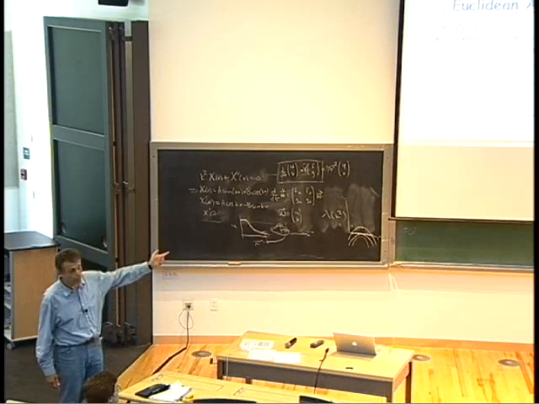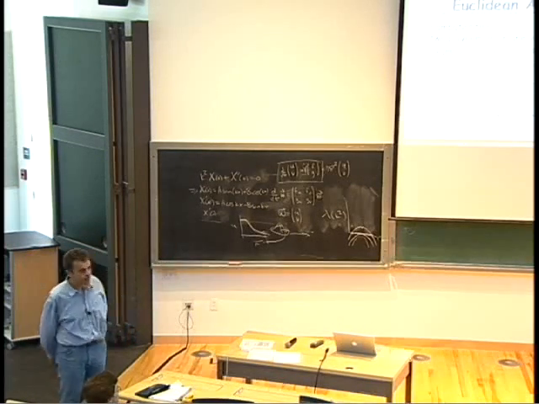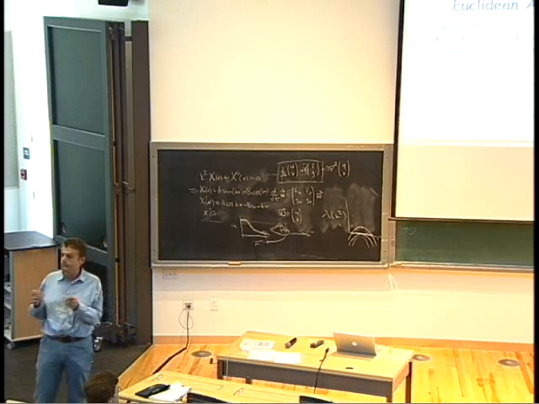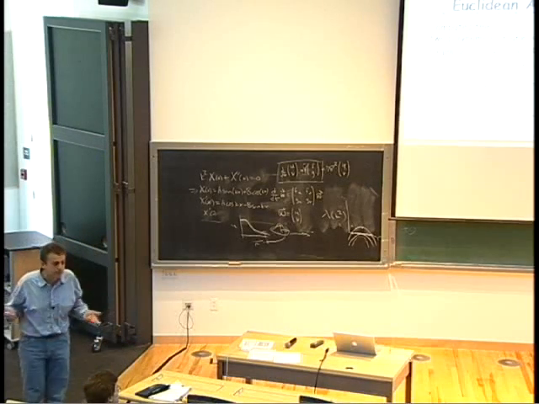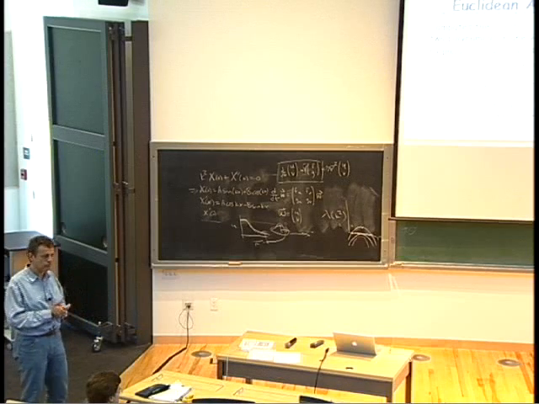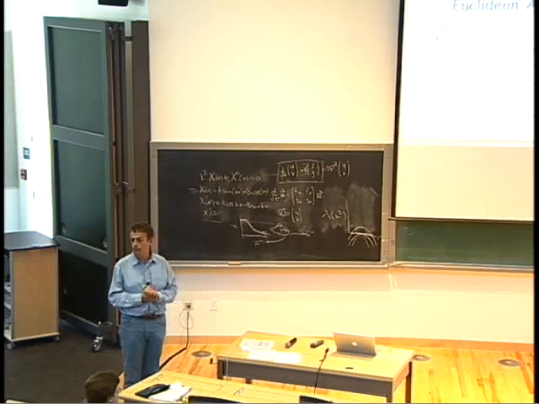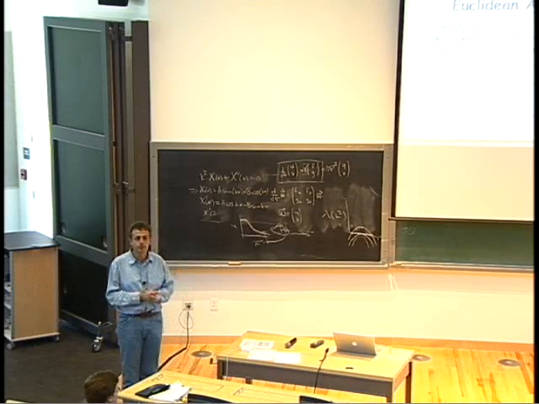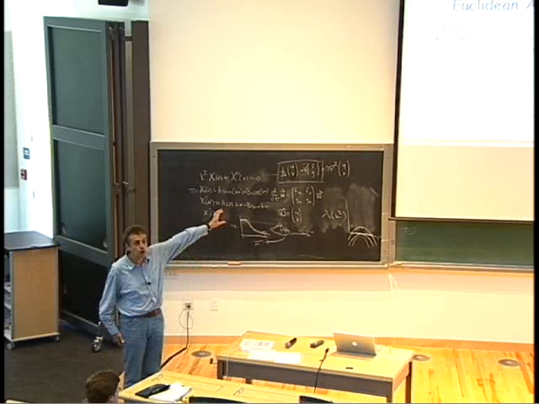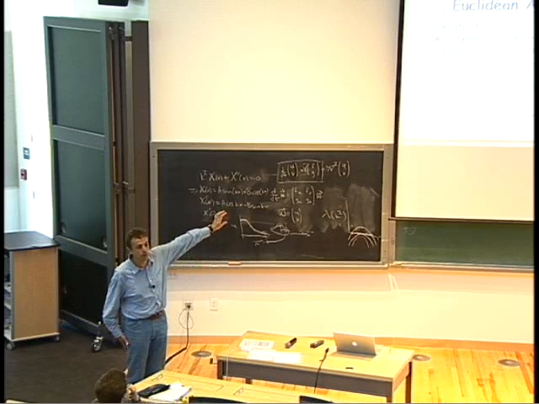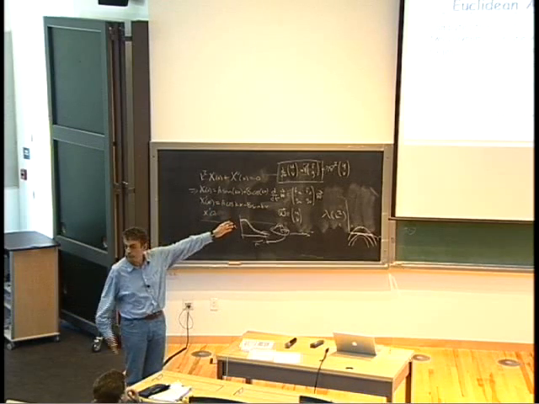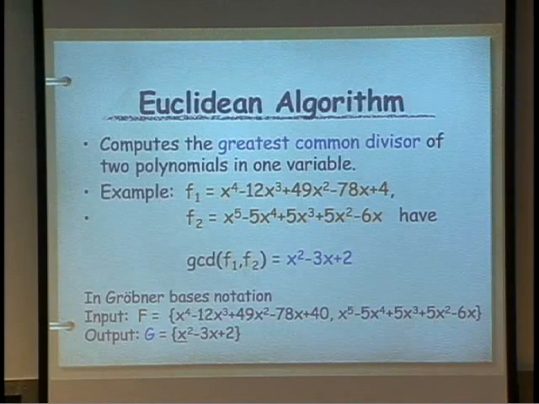Because this blue polynomial is x minus 1 times x minus 2. It visibly has 1 and 2 as its roots, and therefore those are the common roots of the two brown polynomials. So we've learned something about the inputs. If the question is, what are the common roots of the two brown polynomials, then the output reveals it to us. And if the output had been 1, then we would have learned that the two brown polynomials would not have had any common roots together.